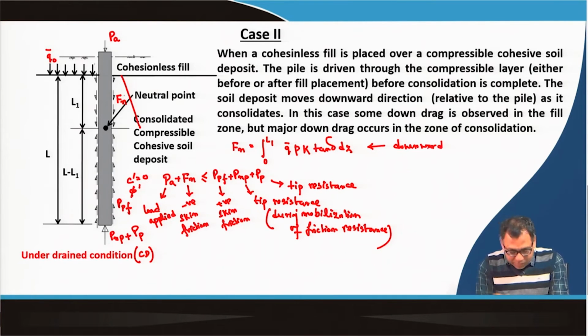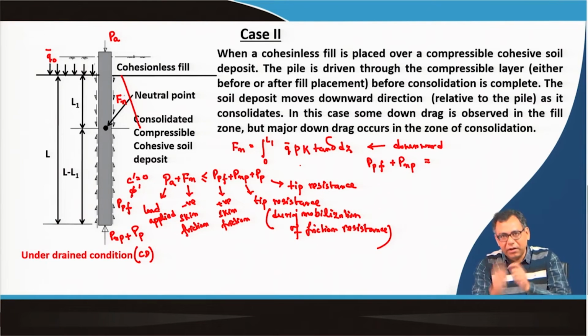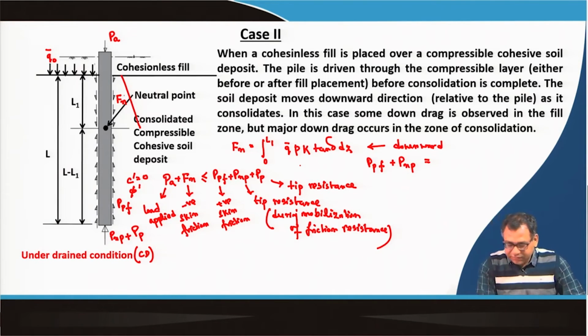So, the corresponding upward forces will be the PPF plus PNP, because during mobilization of the friction resistance, there will be some tip resistance and then the positive friction resistance. So, that means the negative friction resistance should be counterbalanced by the positive friction resistance plus some amount of the tip resistance.